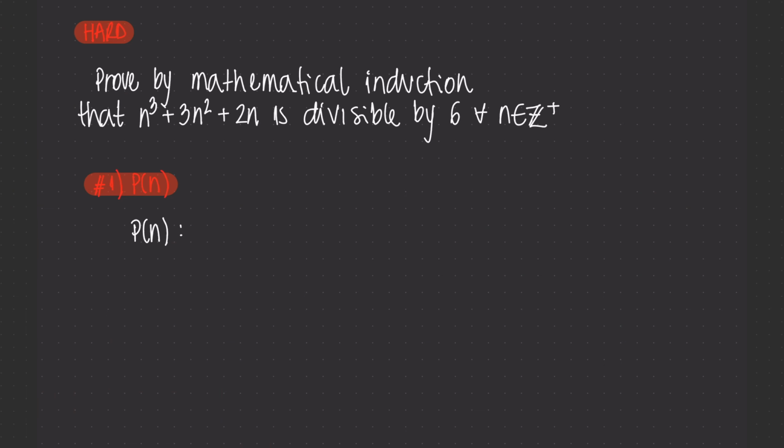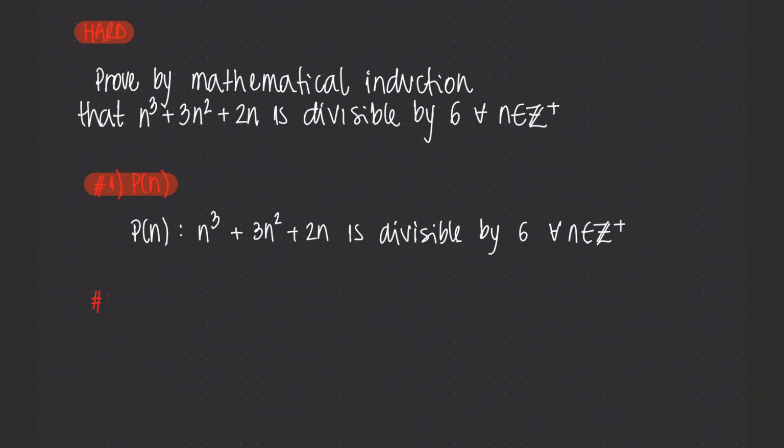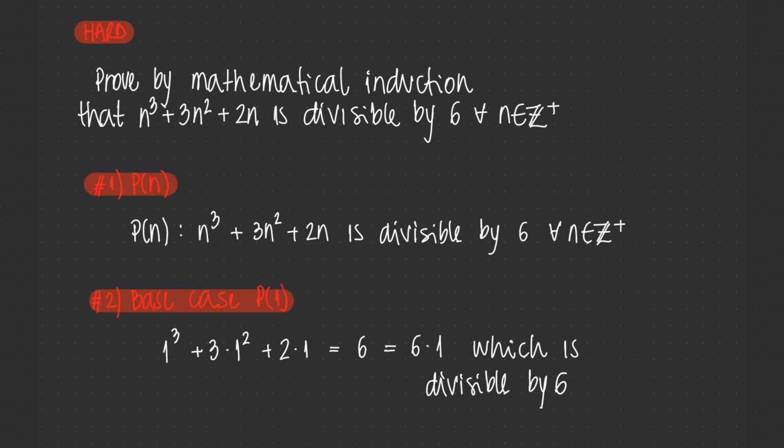P of n is stating that we're trying to prove that n cubed plus 3n squared plus 2n is divisible by 6 for all positive integers. And given that we're talking about positive integers, the base case is P of 1. When n is equal to 1, we have 1 cubed plus 3 times 1 squared plus 2 times 1, which is equal to 6, which can be written as 6 times 1. So we know, of course, that this is divisible by 6. So you can also state that the base case holds.